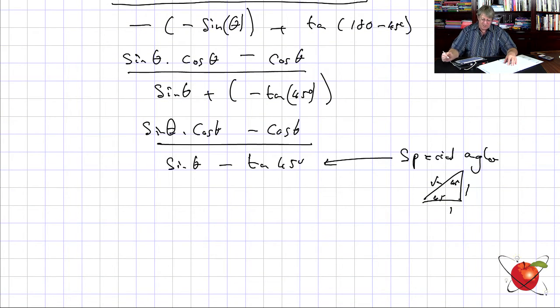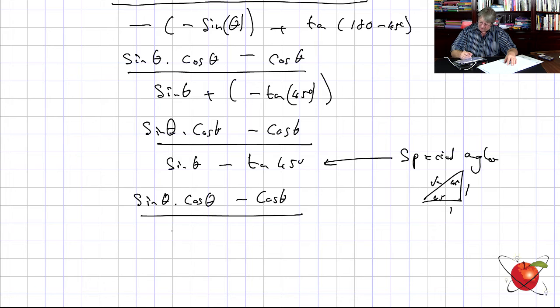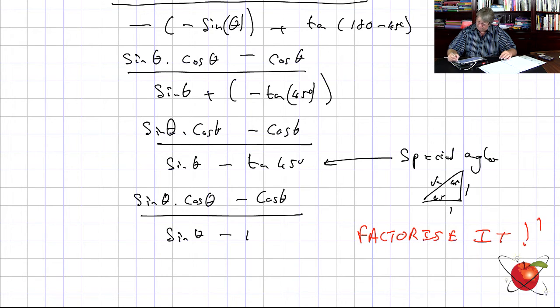And let's have a look. So finally, we end up with this: sine theta, cos theta, minus cos theta, all over sine theta minus 1. Okay, and what do I do now? When in doubt, what do I do? Factorize it out. How do I factorize? What are the steps that we use?